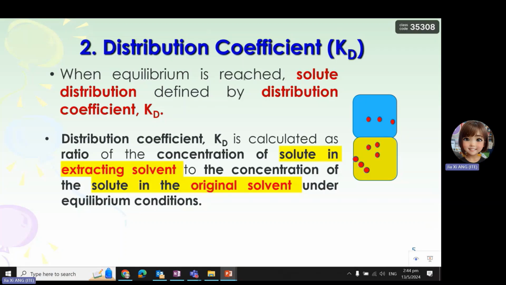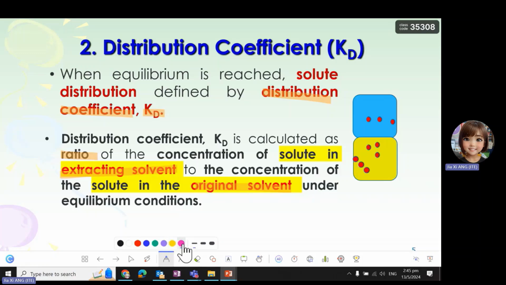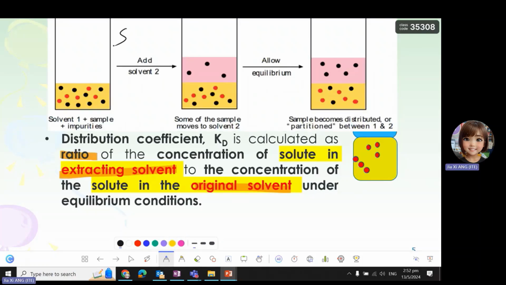Now, when equilibrium is reached, the solute distribution can also be defined as the distribution coefficient, KD. It is calculated as the ratio of the concentration of solute in the extracting solvent to the concentration of solute in the original solvent. Now, it may sound complicated, so let's try to explain this using a diagram. So let's imagine this as the liquid-liquid extraction setup, and this being the separatory funnel.